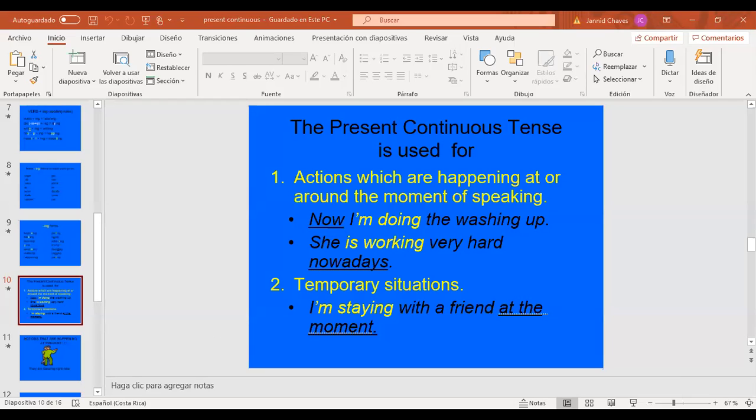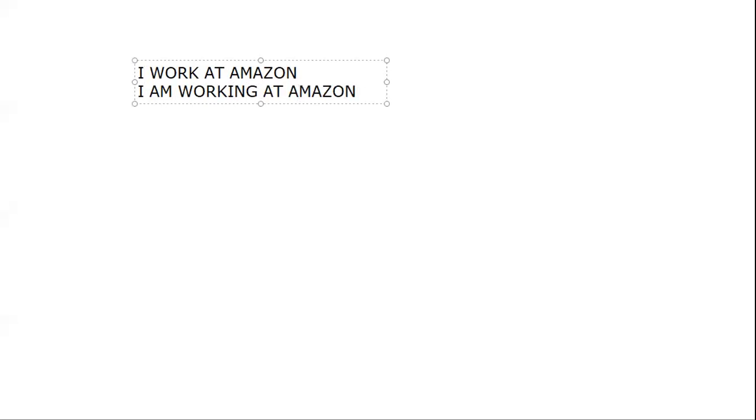I want to show you something else related to this, because it is related to how we can really make a huge difference between the present tense and the present continuous. Okay, when you have the phrases, I work at Amazon and I am working at Amazon, there is a huge difference between these two phrases.